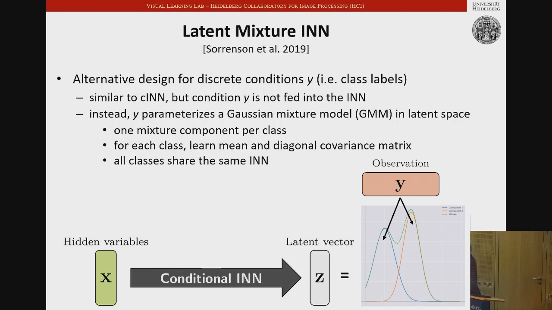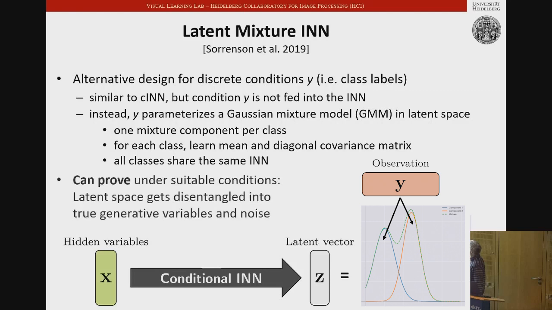So the easiest way to understand this is that Y are class labels. Like in MNIST, the digits we will see on the next slide. And for every digit, we have one Gaussian distribution. And all of them together form a Gaussian mixture model in Z space. And the cool thing about this design is that under suitable conditions, we can prove that the latent space gets disentangled into meaningful features. So usually in an autoencoder, the Z's are just numbers that you cannot interpret. But here in this design, the Z are actually meaningful variables.